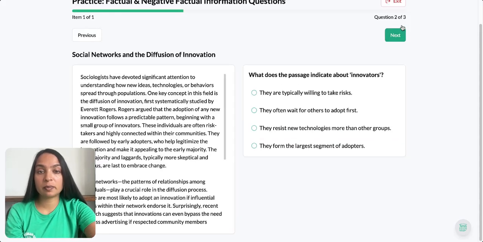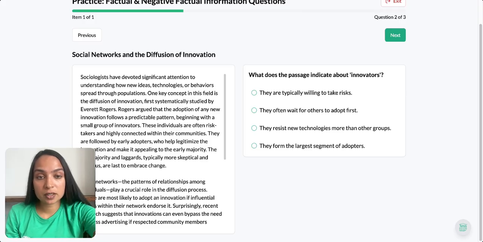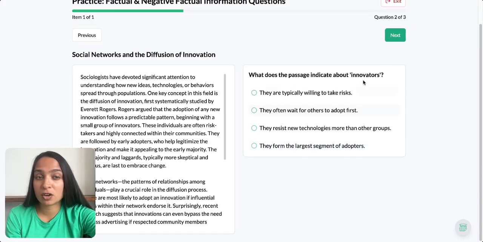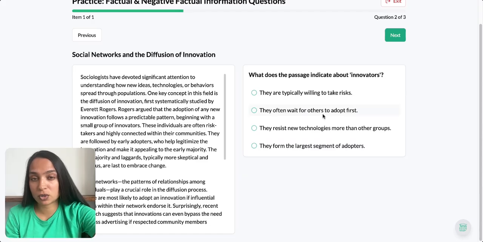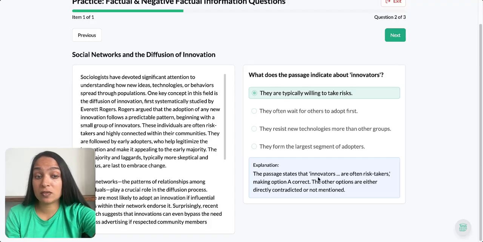Okay, let's go to the next one by clicking next. What does the passage indicate about innovators? Here, our options are they're typically willing to take risks. They often wait for others to adopt first. They resist new technologies more than others. That's not true. They form the largest segment of adopters. That's typically not true. And B is also typically not true, right? They're innovators, so they're not waiting for others to adopt. So let's go ahead and choose A, and that's correct. The passage states that innovators are often risk takers.